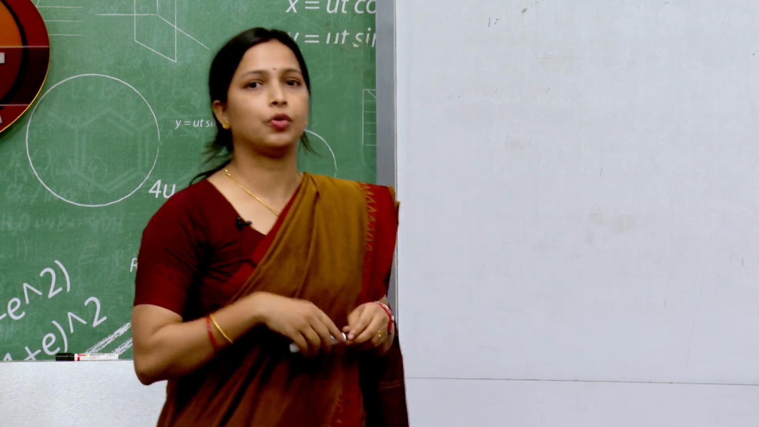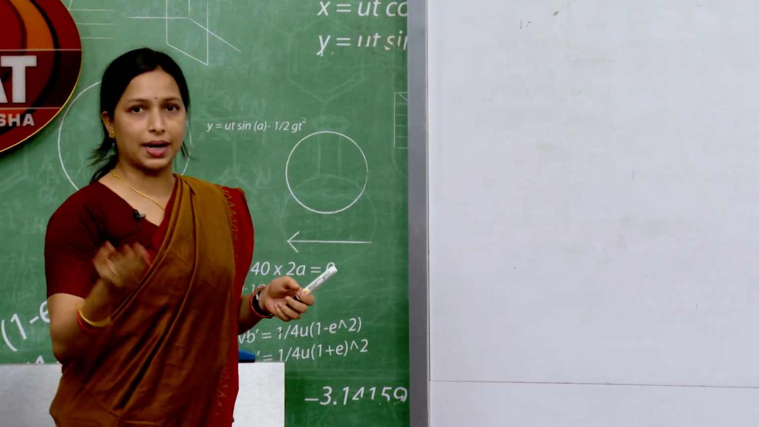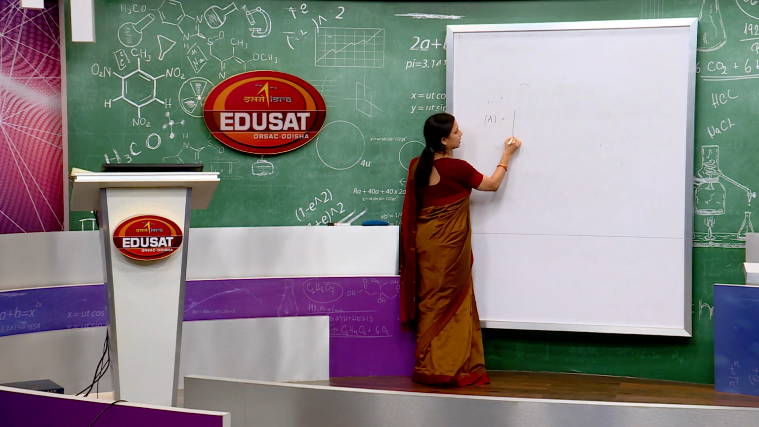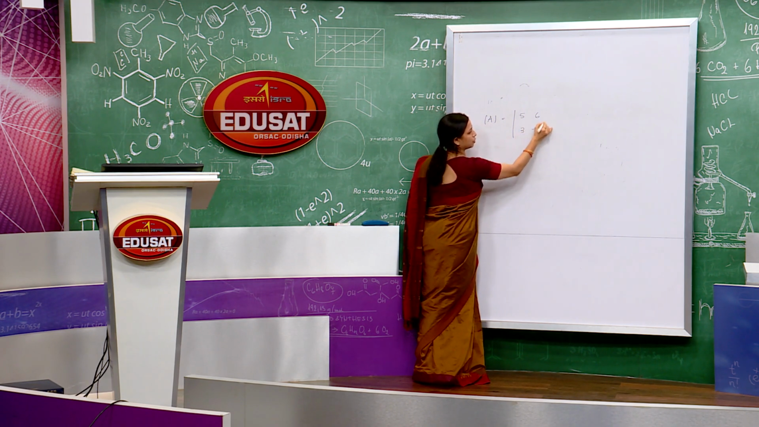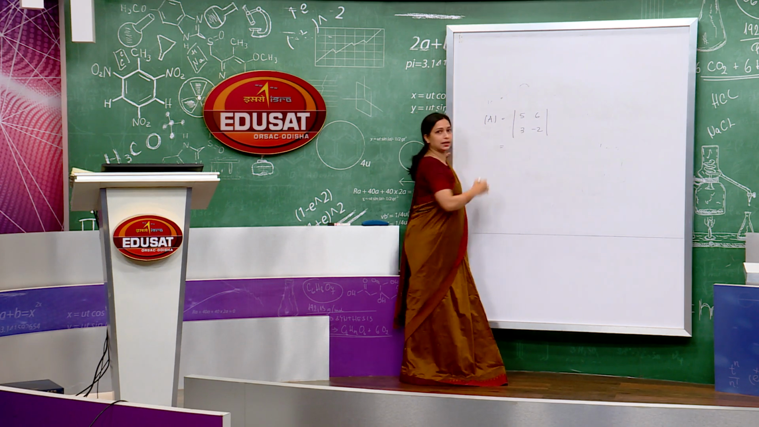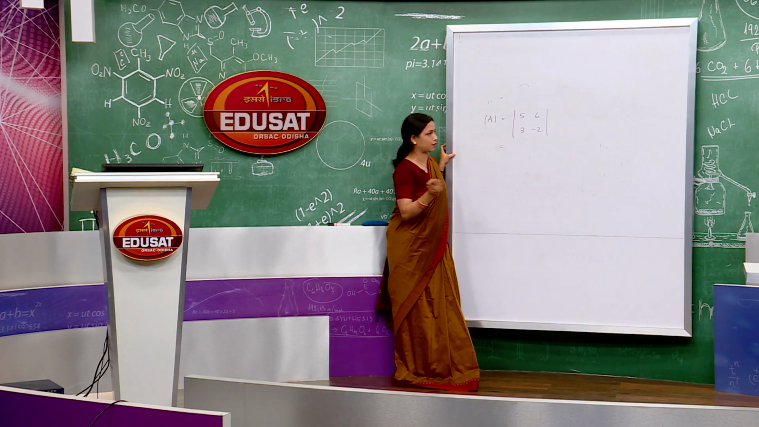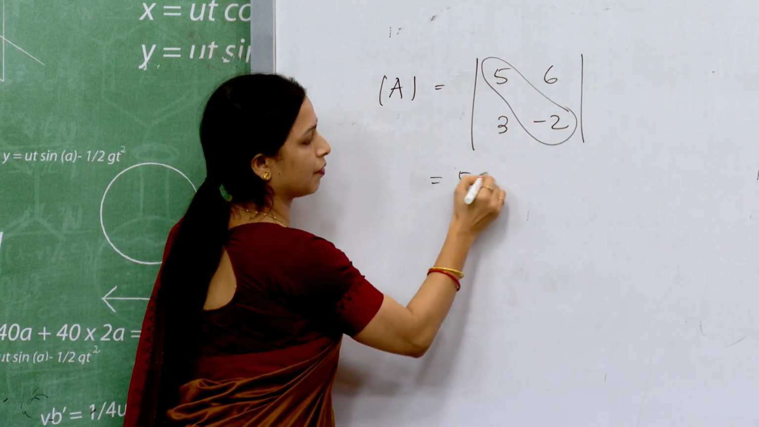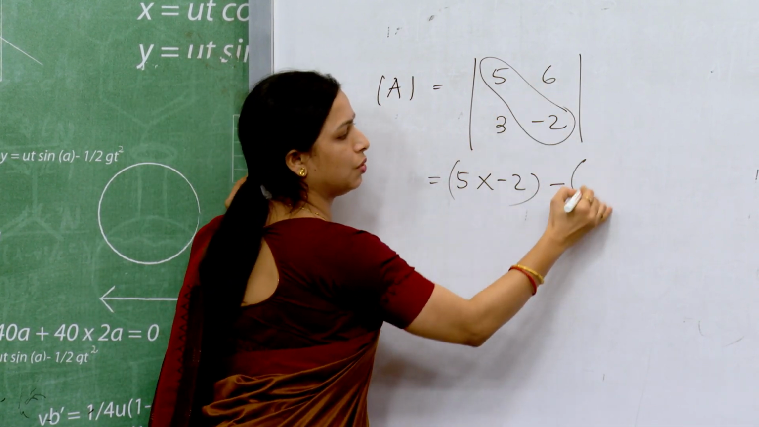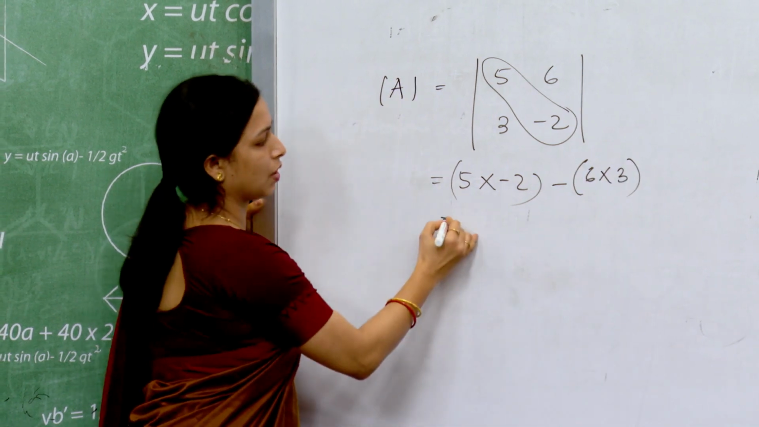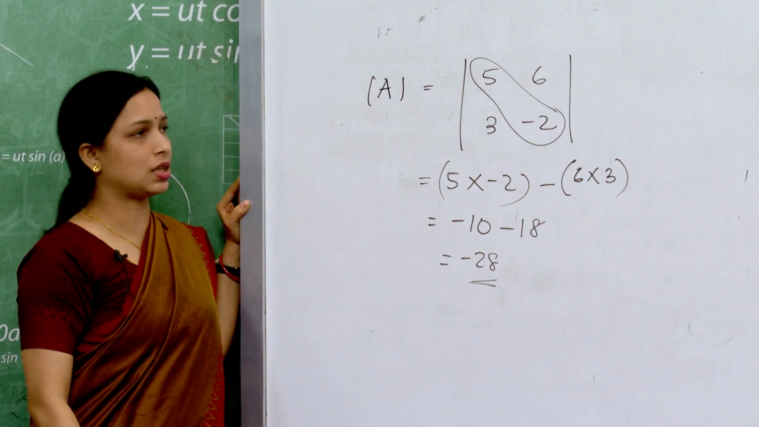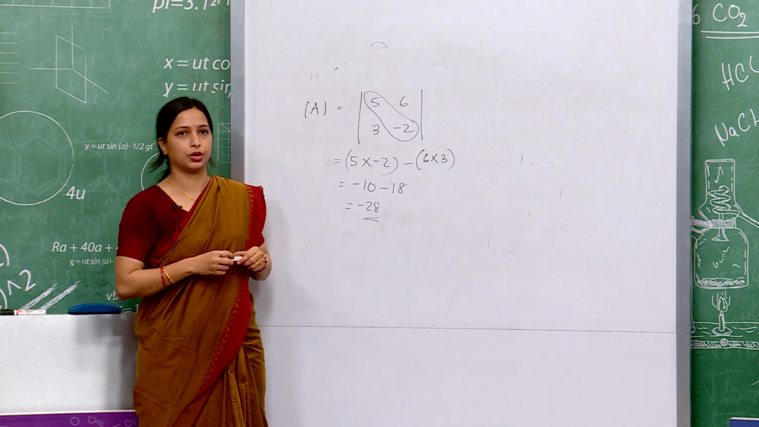And secondly, how do we find the value of a matrix of order 2? Let us see. If I take this example 5, 6, 3, -2, how do we find the determinant value? We multiply the diagonal elements and take the difference. So, 5 into -2, then taking the difference, 3 into 6. So, -10 minus 18 we get -28, right. This is how we find the determinant value of order 2.